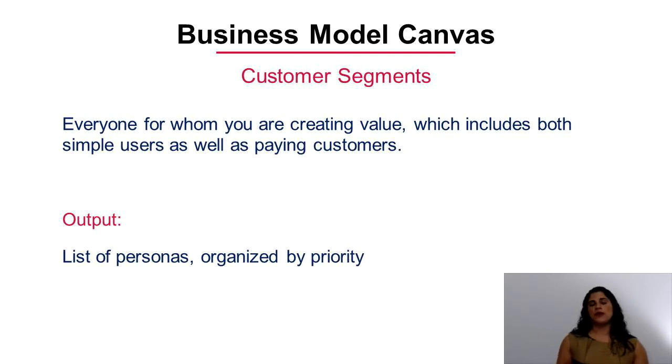The output for this is a list of personas, and I would say you really want to target your top 3 customer segments to start, and you really want to have as detailed a persona as you can. From this point, you want to prioritize them and pick, if you could only pitch to one customer segment, which one would you choose, and start there.